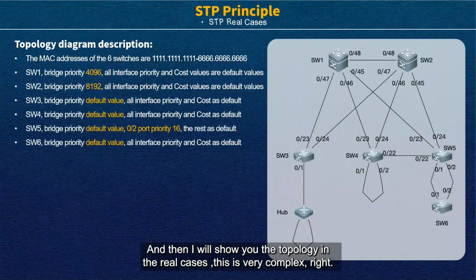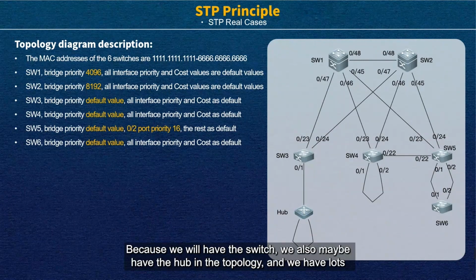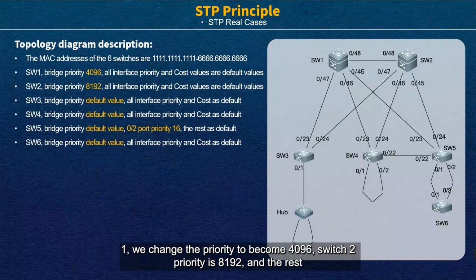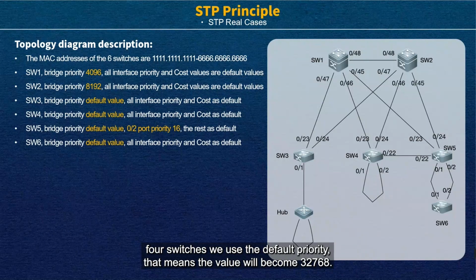And then I will show you the topology in a real case. This is very complex, right? Because we have switches, and maybe also a hub in the topology, and we have lots of interfaces. And the MAC addresses from switch 1 to switch 6 are 111 to 666. About switch 1, we change the priority to 4096. Switch 2, the bridge priority is 8192. And the rest of the 4 switches will use the default priority.